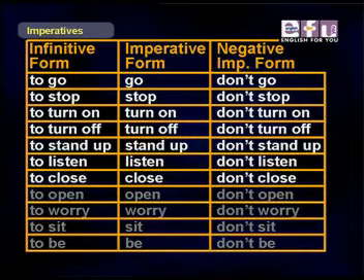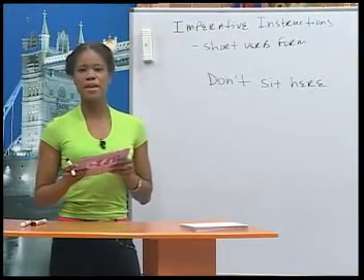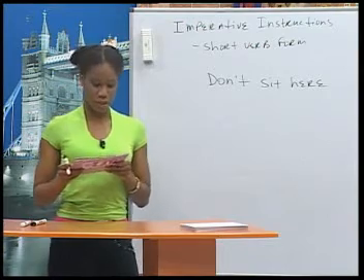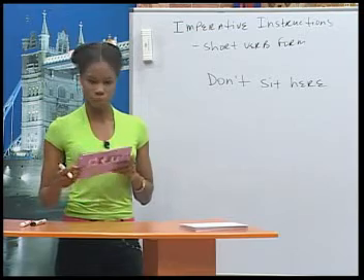To close, don't close. To open, don't open. To worry, don't worry. To sit is sit or don't sit. To be becomes be or don't be. Now remember, we don't use a subject when we make an imperative instruction. Also, the verb never changes form when we make a sentence with the imperative form.